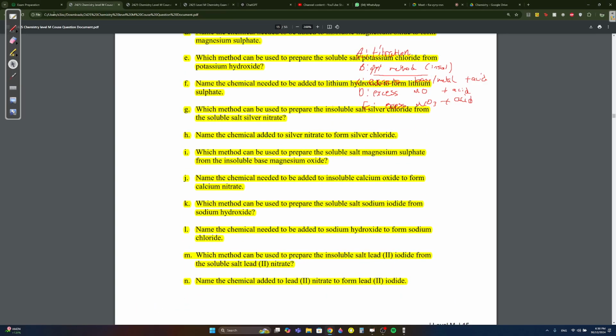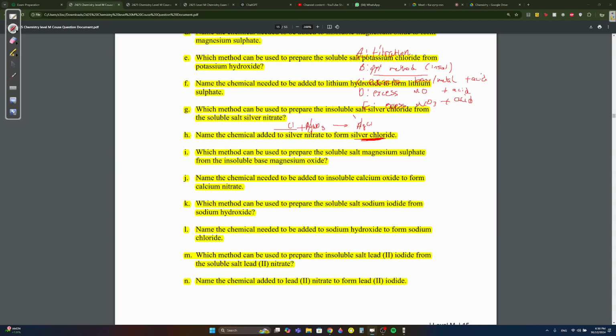Name the chemical added to silver nitrate to form silver chloride. For your info, AgCl is insoluble. So what plus AgNO3 gets me AgCl? Okay, obviously Ag cancels with Ag. We don't want NO3. We need something with Cl.